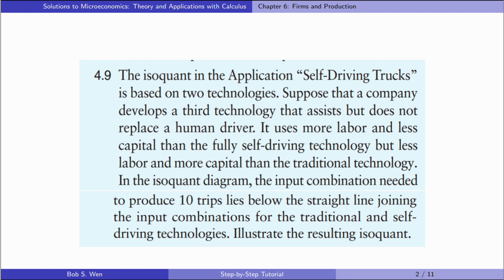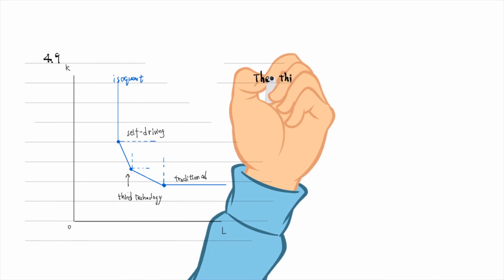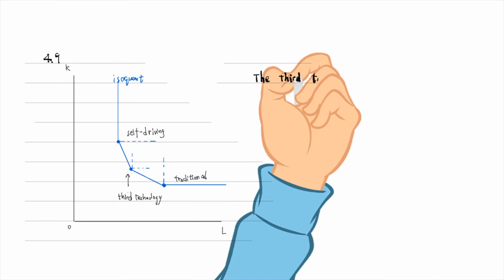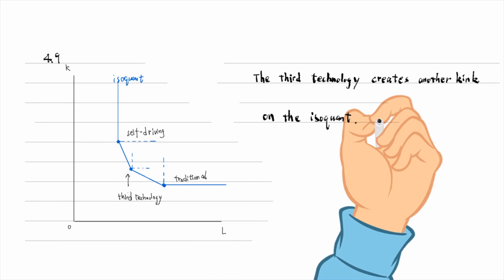Illustrate the resulting isoquant. The third technology creates another kink on the isoquant. As more technologies are introduced, the isoquant will have more kinks and will begin to resemble the smooth, convex isoquant.